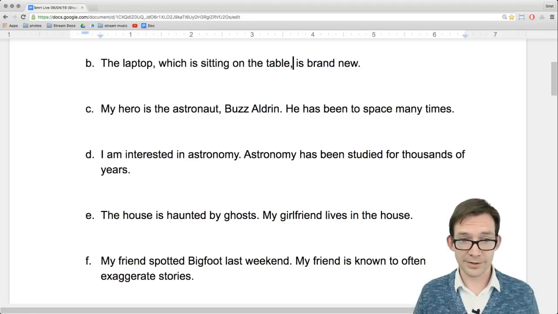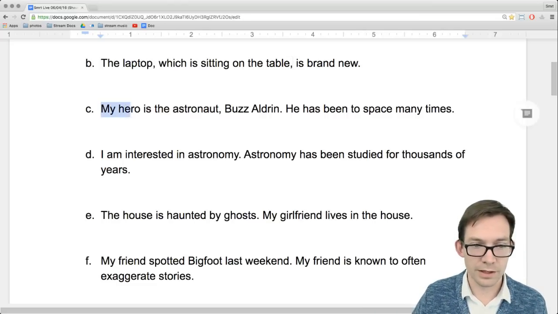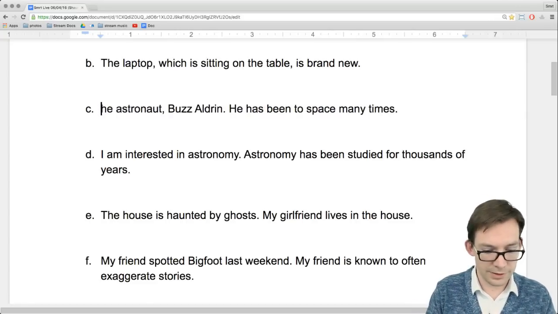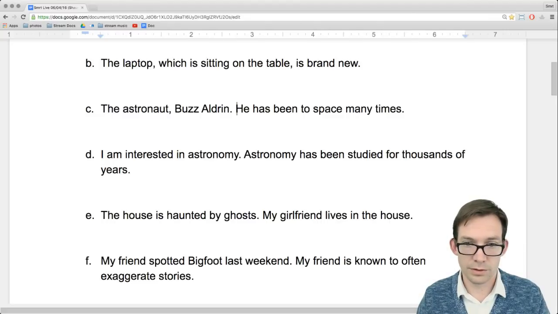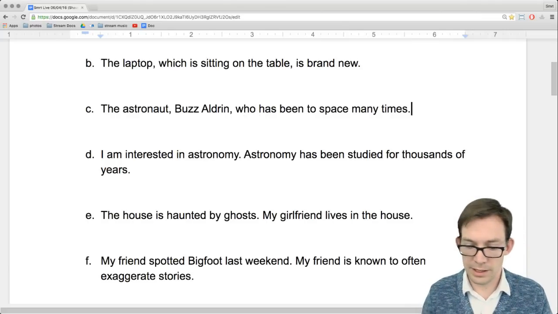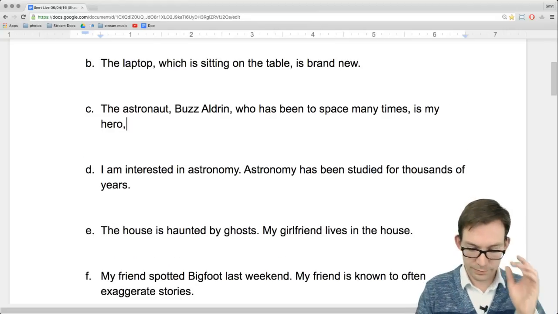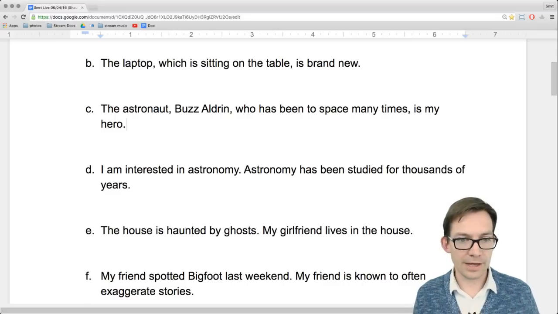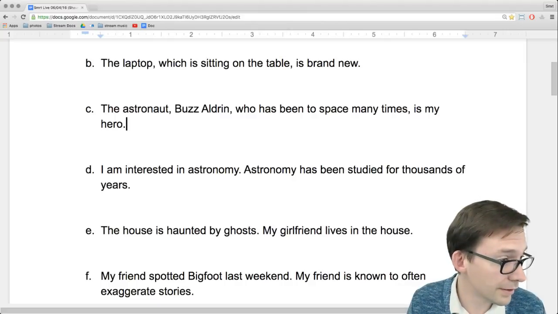So my hero is the astronaut Buzz Aldrin. Let's see, an answer from Sabrina, who has been to space, the astronaut. Yeah, good. So I think you went like this, Sabrina, and said, the astronaut Buzz Aldrin, who has been to space many times, is my hero. Good. Put a period there. So the astronaut Buzz Aldrin, who has been to space many times, is my hero. All right, that was Sabrina's answer.